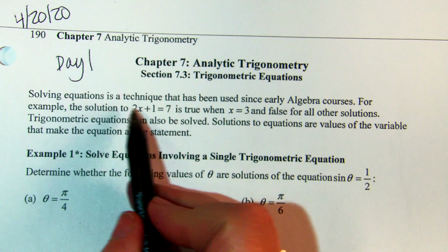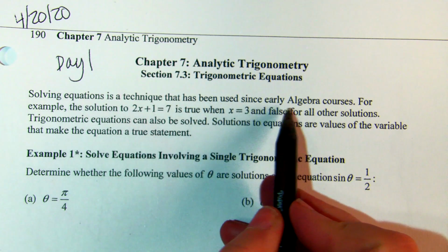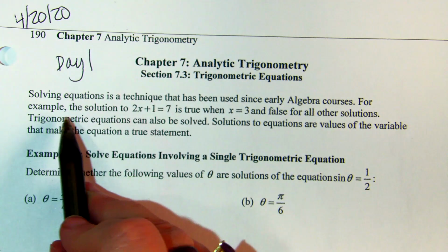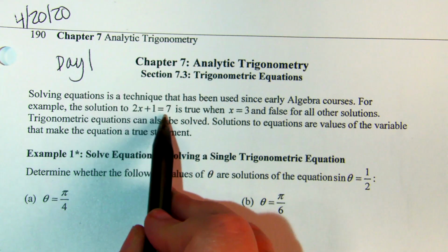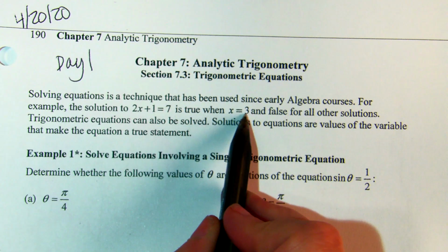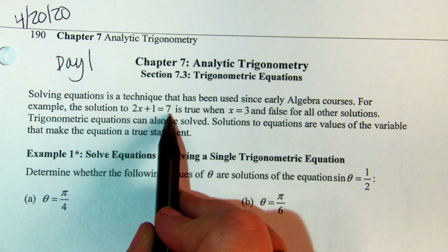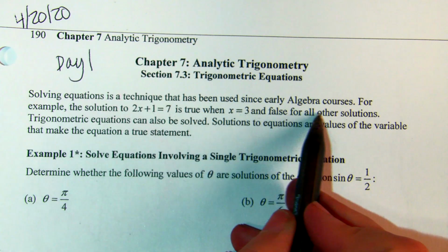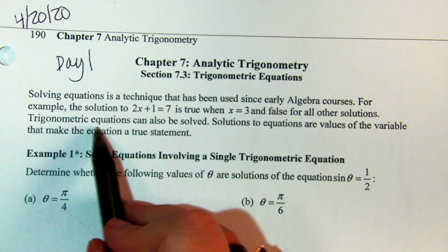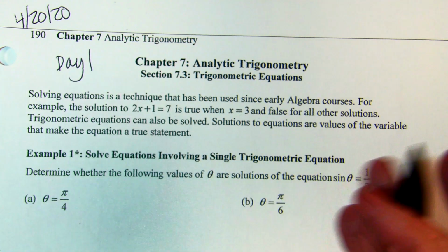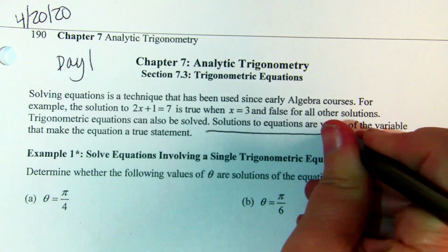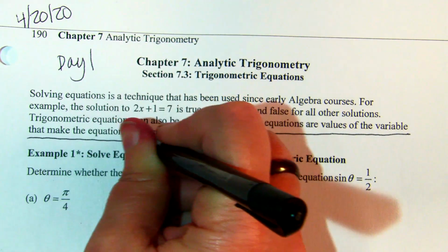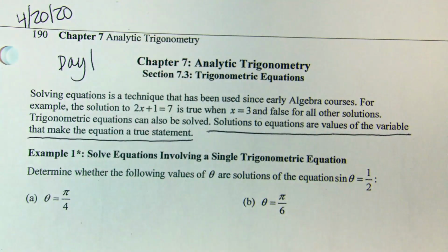Solving equations is a technique that has been used since early algebra courses like Math 1, Math 2. For example, the solution to 2x plus 1 equals 7 is true when x equals 3. You subtract 1 from both sides and get 6, and divide by 2 and get 3, and false for all other solutions. Trigonometric ratios can also be solved. Solutions to the equations are values of the variable that make the equation a true statement.